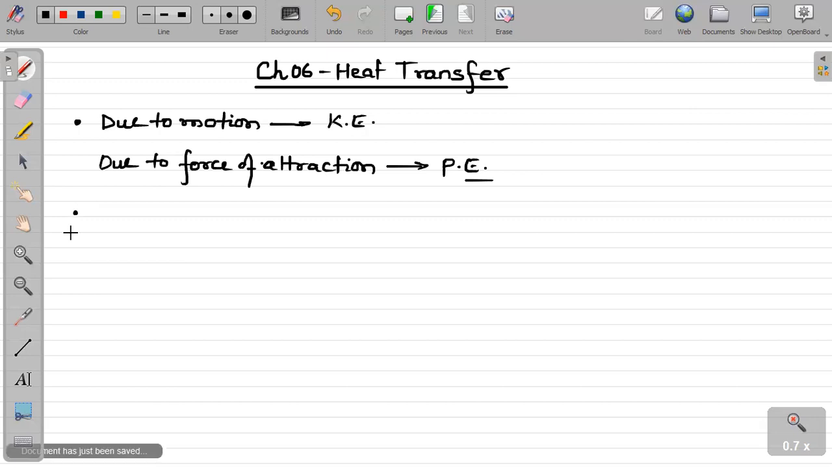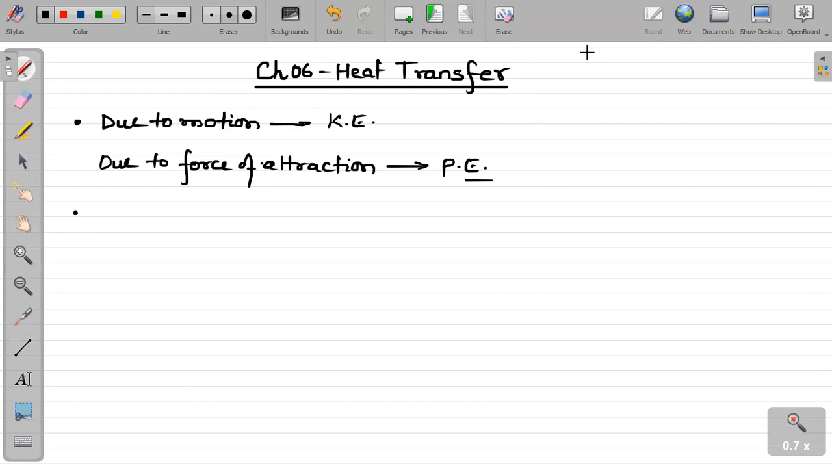Underline this. Due to motion they have kinetic energy and due to force of attraction they have potential energy. This line. Due to motion, molecules have kinetic energy and due to force of attraction, they have potential energy. Okay.